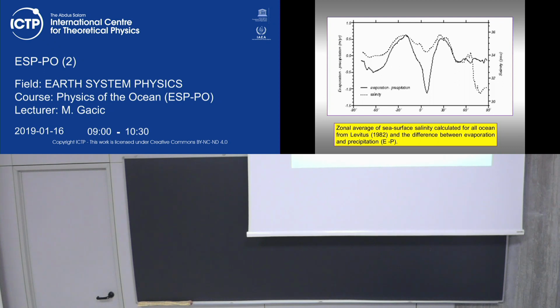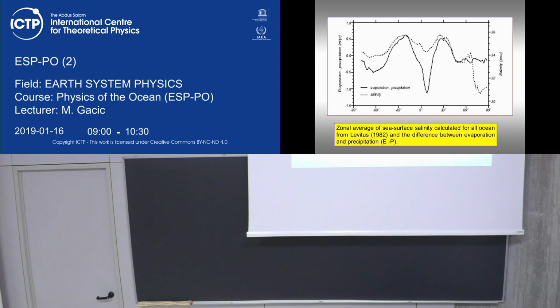The salinity of the water column of the seawater depends on how much fresh water you put into the ocean and how much fresh water you take from the ocean. You add the fresh water to the ocean by precipitation, so the precipitation and river inflow. You take away the fresh water from the ocean by evaporation.